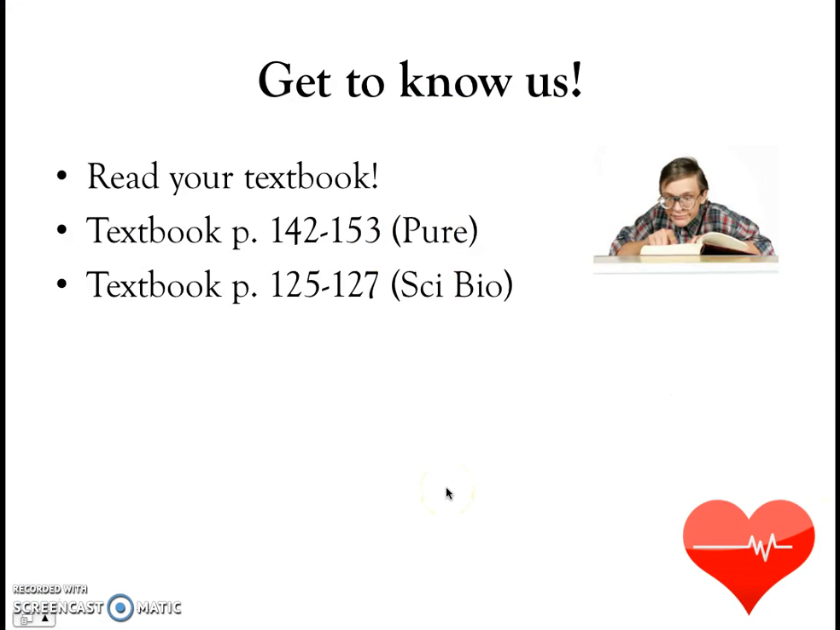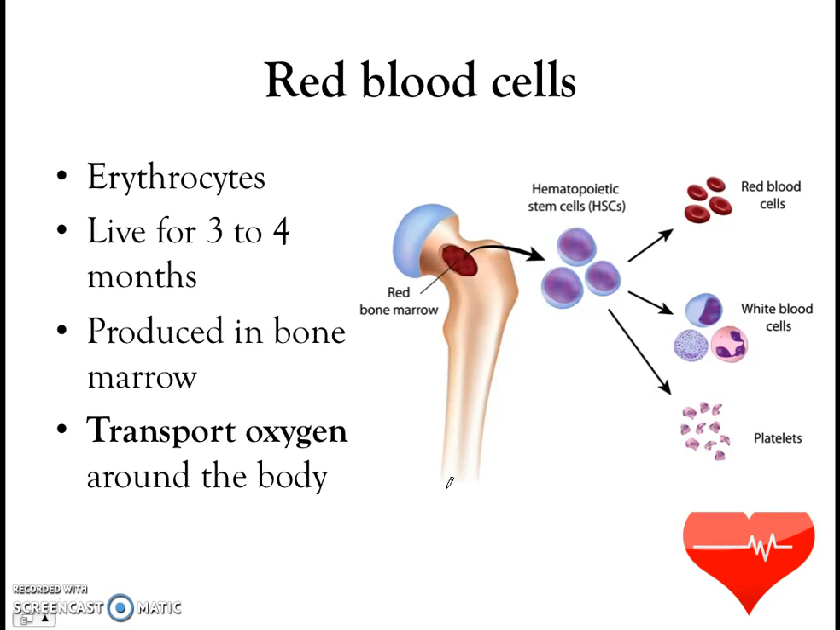Alright, hopefully you have had a read through. I'm just going to be highlighting a few points in the coming slides, but really please go and have a read through, because otherwise you'll be missing out on quite a lot. So the first component was our red blood cells, and you would have read that they have another name, erythrocytes. They live for about 3 to 4 months and they need to be replaced regularly. So they're produced in the bone marrow.